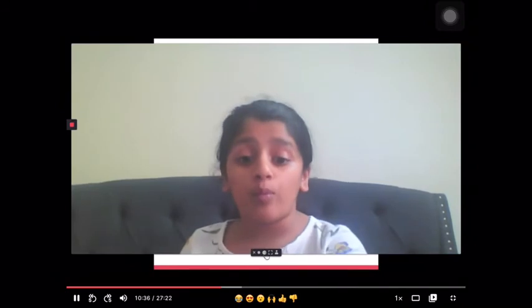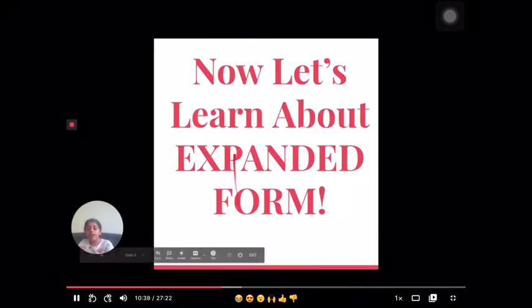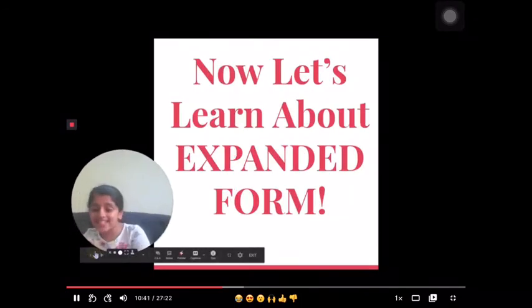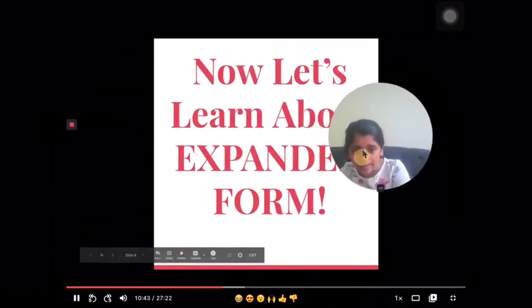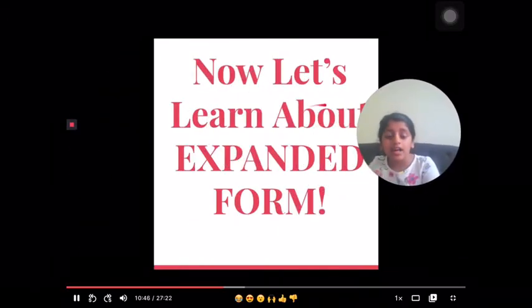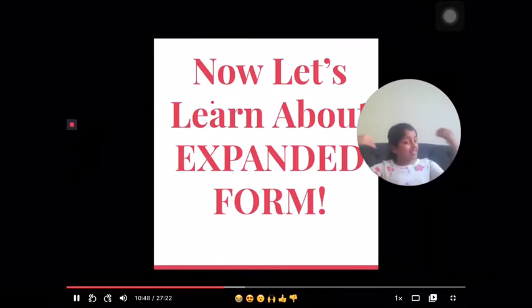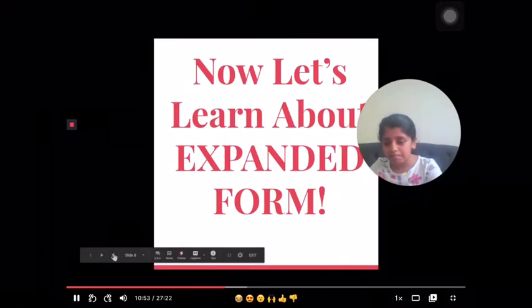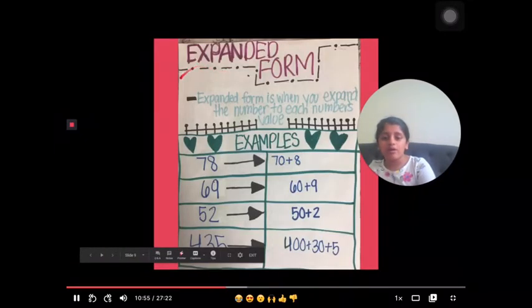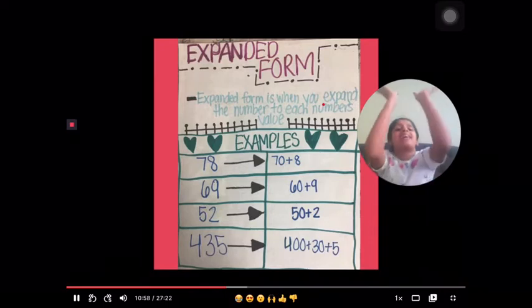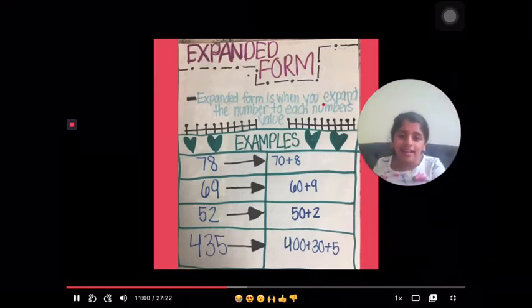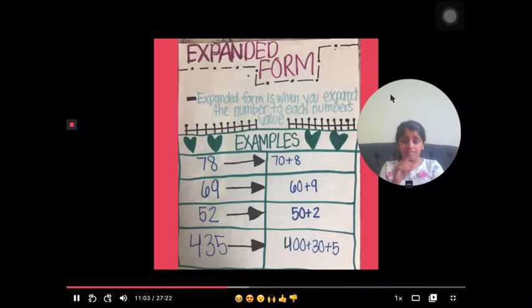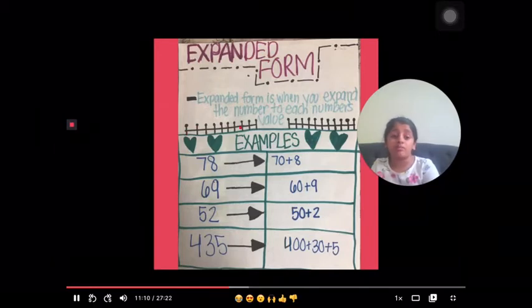Okay, so we're going to learn about it. And now let's learn about expanded form. Okay, so guys, we know that expanded form is just expanding the number, so let's get deeper into that. Okay, so we know that expanded form is when you expand the number to find each number's value. Okay, so let me repeat that again. Expanded form is when you expand the number to each number's value.